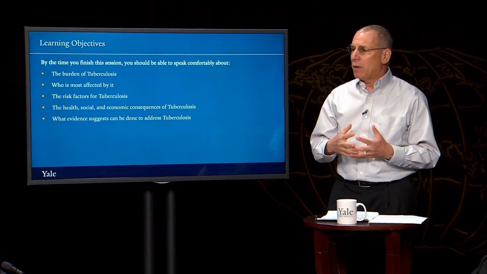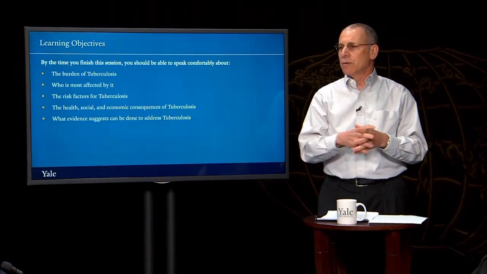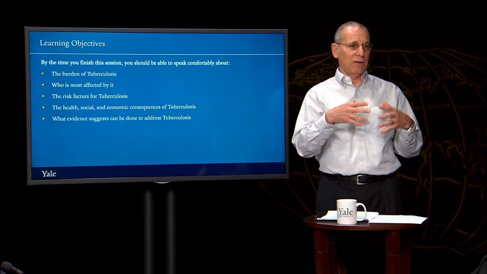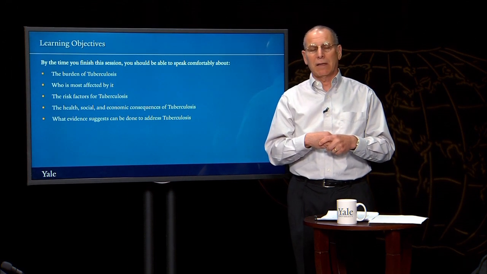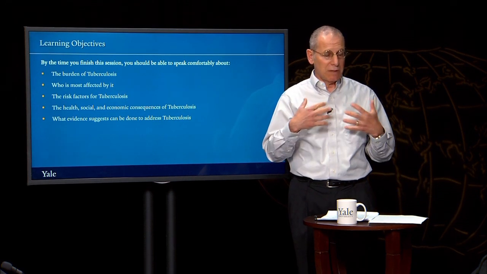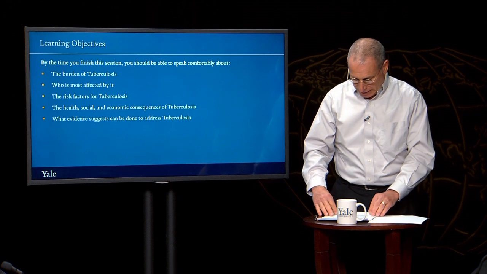Rachel, what part of the body does TB affect? TB can affect any part of the body, but primarily the respiratory system. Okay, this is really important because people who know about TB often think it only affects the lungs. It primarily affects the lungs, but you can actually have TB disease in any organ of your body.